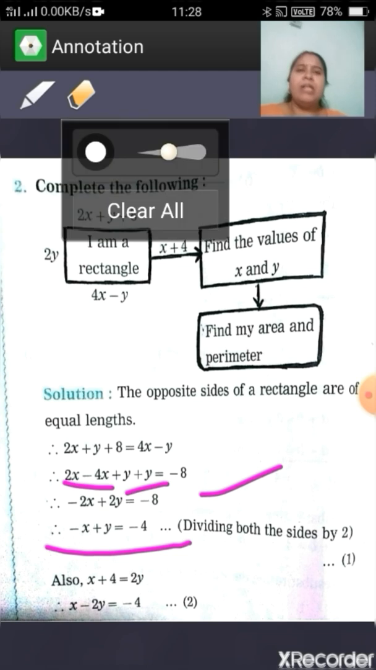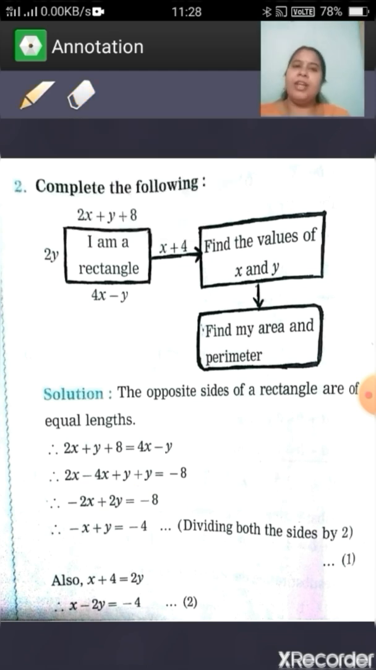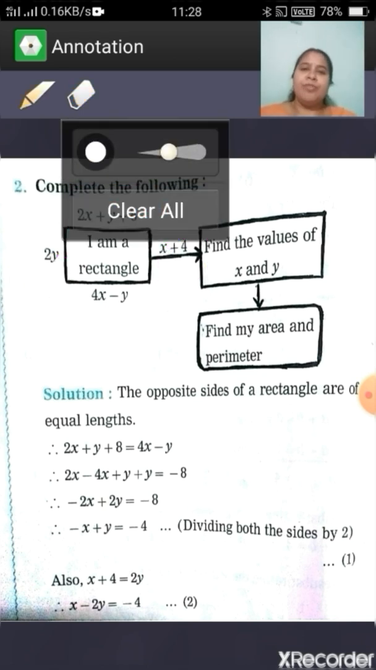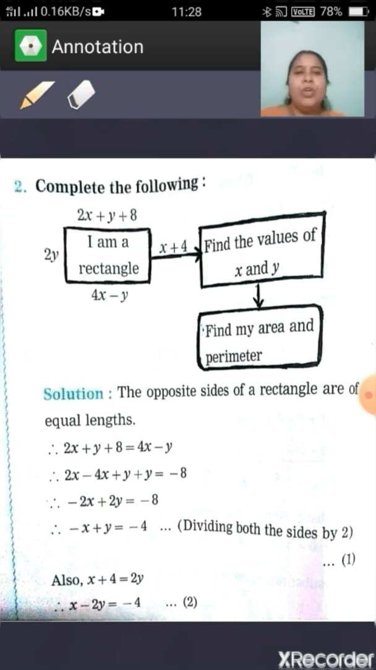Now similarly, we are going to get the second equation. How will we get that? Now we will equate the breadths of this rectangle, that is nothing but x plus 4 is equal to 2y. Now in the same way, I am going to get an equation from this by shifting 2y to the left hand side and the constant plus 4 to the right hand side. So I get x minus 2y is equal to minus 4. Put this as equation number 2.